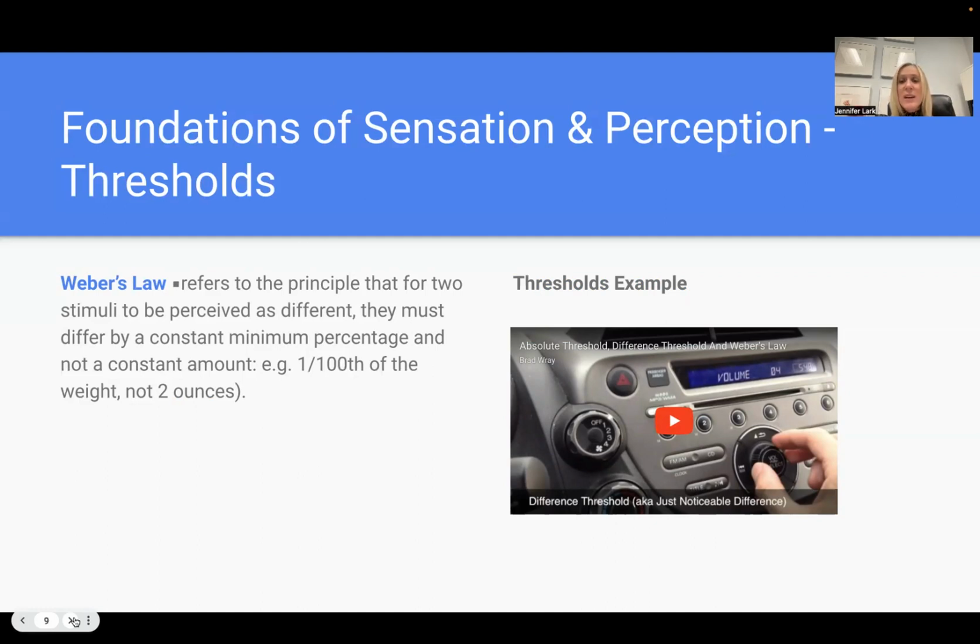Okay, so to illustrate that for you, I'm going to ask you to pause the video and watch this very brief video that I've embedded here related to the difference threshold of sound emanating from your car when you're driving around town. And that's going to explain that for you. Let's go ahead and pause the video and do that now.